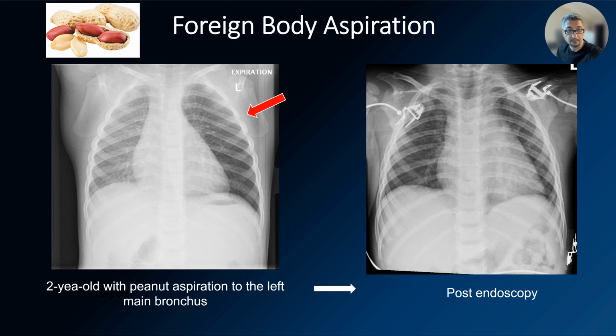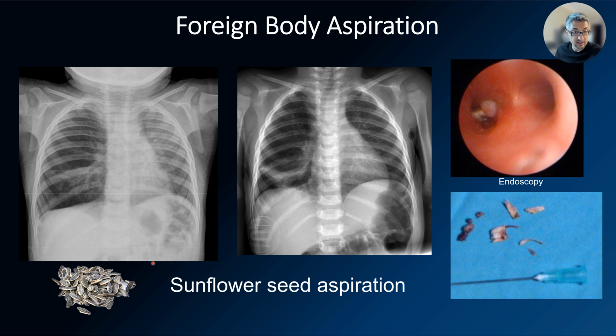Another example of foreign body aspiration is sunflower seed aspiration to the right main bronchus, as you can see here, and these are after removal. As you can see, there is air trapping, and on the right side, hyperinflation. There is also associated atelectasis. It's not lobar, it's segmental or subsegmental. Looks like there is no complete obstruction of the airway, and we are not able to see the sunflower seeds on the X-ray.